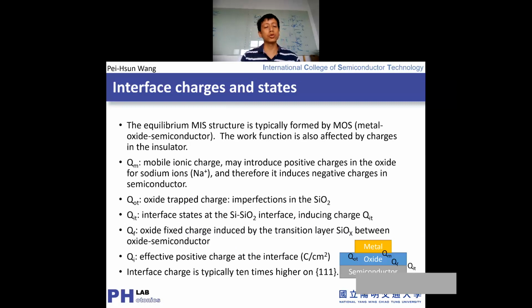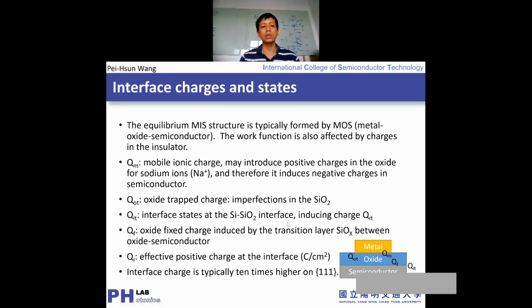If you get the interface charge along the surface, typically this will have several contributions. The mobile ionic charge typically introduces positive charge along the oxide, such as sodium along the oxide interface. So we get sodium ions, and therefore it will induce additional negative charge in the semiconductor. Depending on how you dope or how you coat the metal, if you get this kind of trapped positive charge in the oxide along the surface of the metal and oxide, it will introduce additional negative charge along the semiconductor. That means you get more band bending along the semiconductor surface.